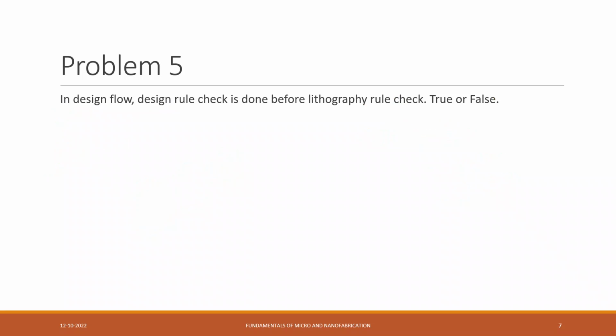So this is problem 5. In a design flow, there are some rule checks. You have to tell that design rule check is one checkpoint that is done before lithography rule check. So it's a statement that design rule check is done before lithography rule check. You have to tell true or false.